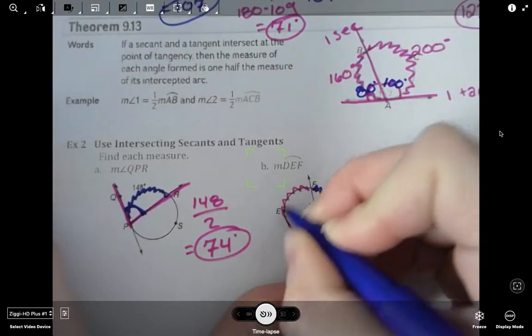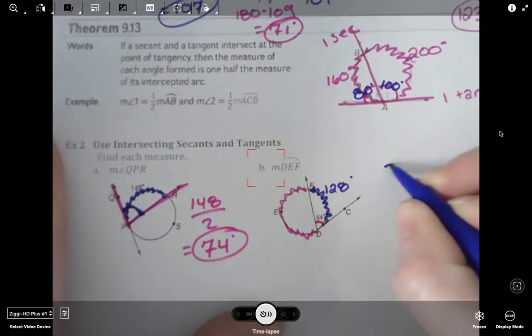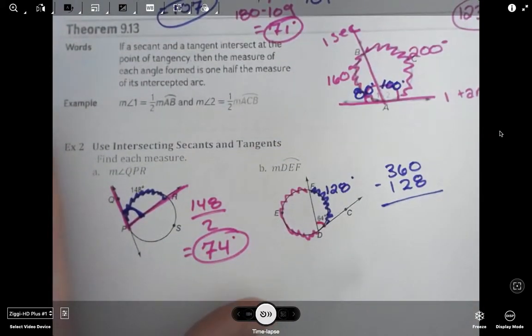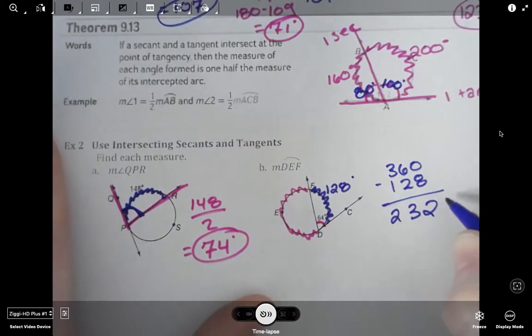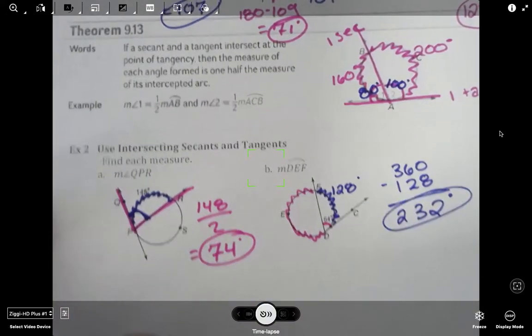128 degrees. Now how can I find this other part of it? Subtract from 360. 360 minus 128 is 232. Perfect. There you go. So sometimes you might have to solve for something that you don't need, but you need it to solve the other thing that you actually do need. That was a lot.